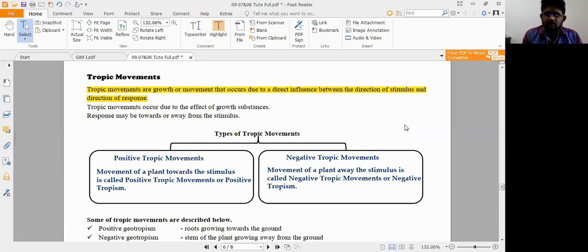So if it is moving towards the stimulus, if the growth or movement of the plant is towards the stimulus, that is called positive tropic movement or positive tropism. And if it is moving away from the stimulus, away from the change, not towards, that is called negative tropic movements or negative tropism.